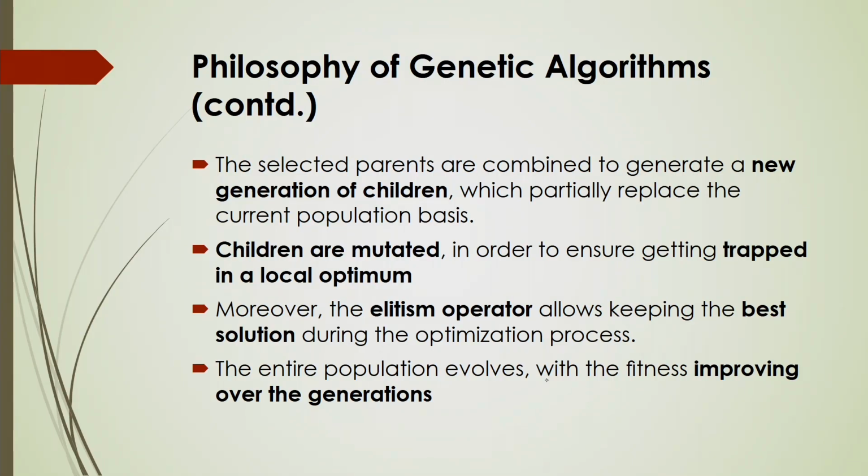So, in that case you have to select an elitism operator, which will allow you to keep the best solution during the optimization process, and then the entire population will evolve, avoiding trapping in a local optimum, with the fitness improving over the generations.